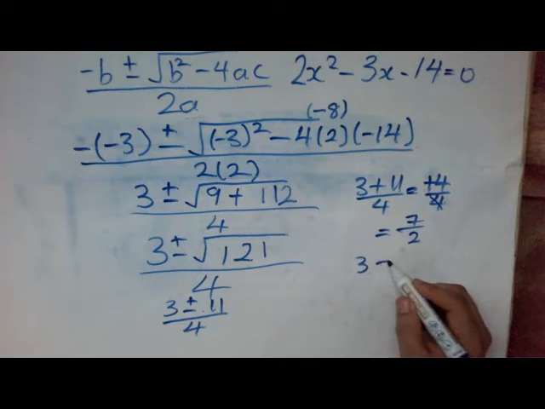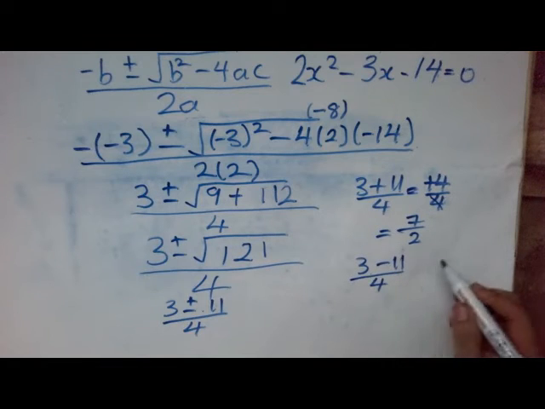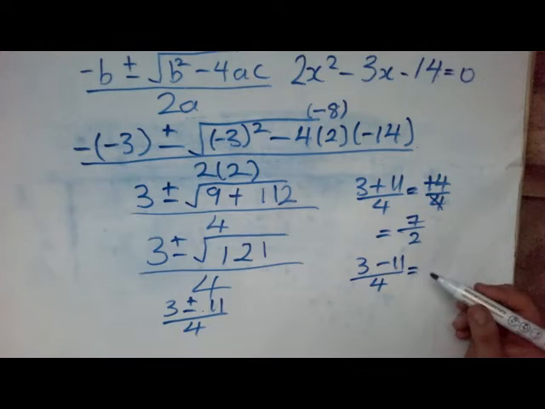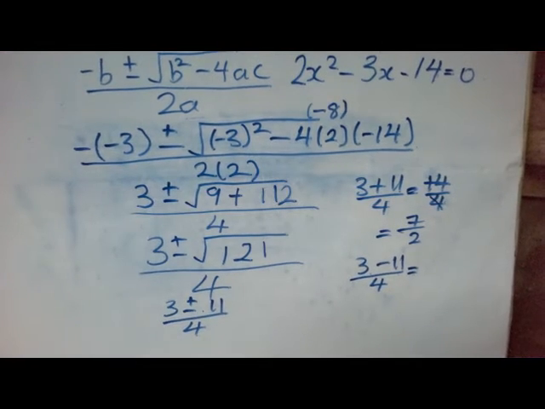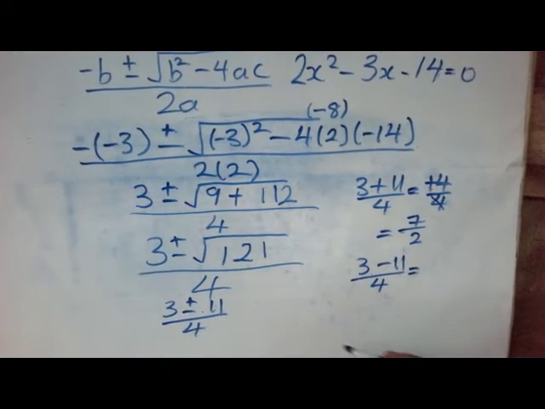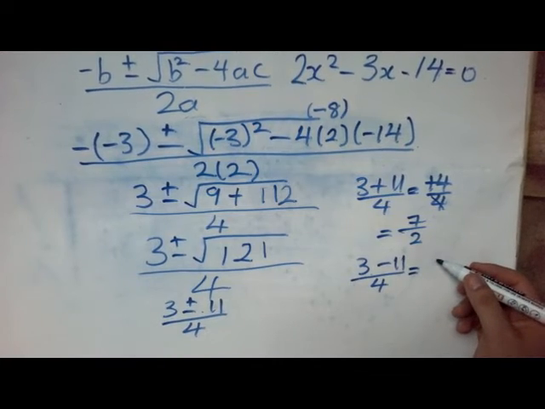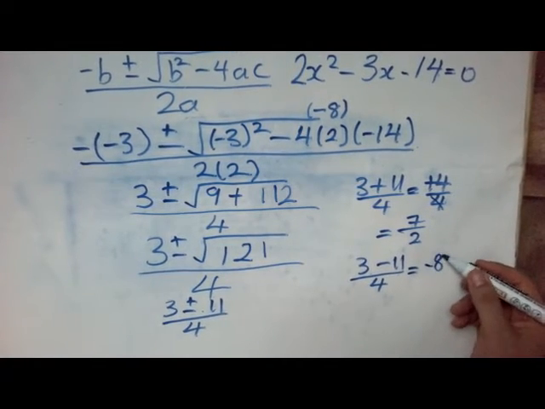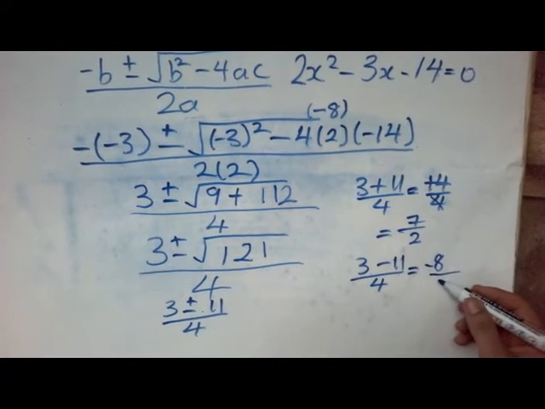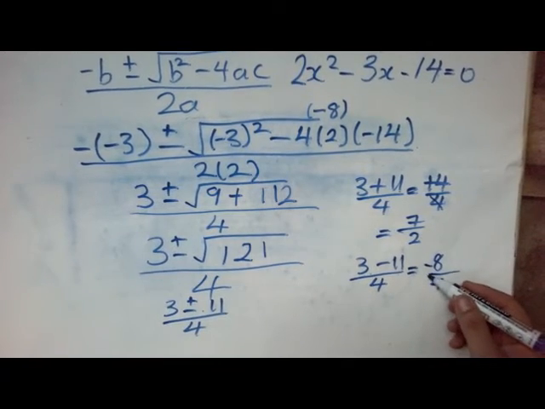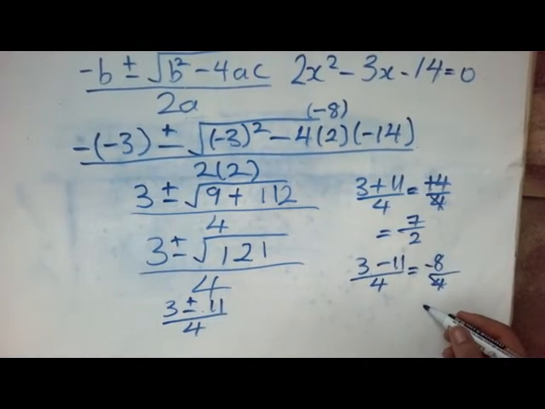3 minus 11 all over 4. 3 minus 11, the smaller number is minusing a bigger number, which will then give us minus 8. Minus 8 over 4. 2 into 4 is 2.